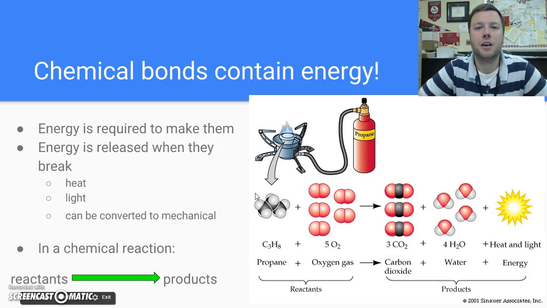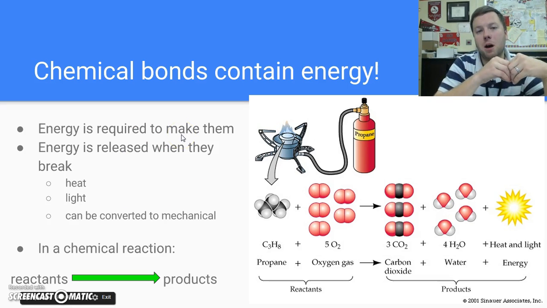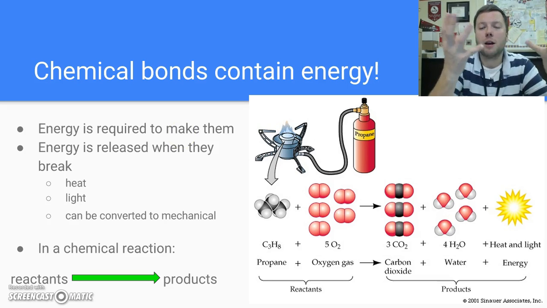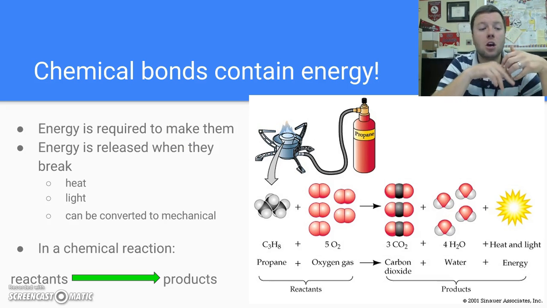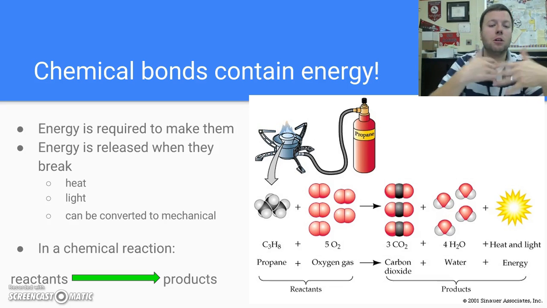So chemical bonds contain energy. I just alluded to this, but energy is required to make these chemical bonds. We're going to talk about cell respiration later on, and energy is released when they break. This energy comes in the form of heat or light, and you can convert that energy into other forms, perhaps mechanical, perhaps chemical, anything like that.